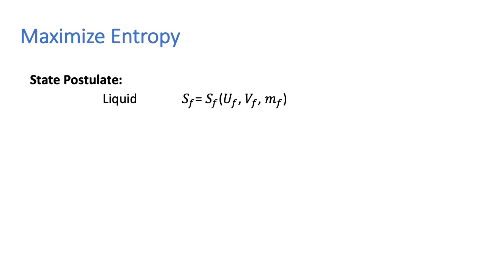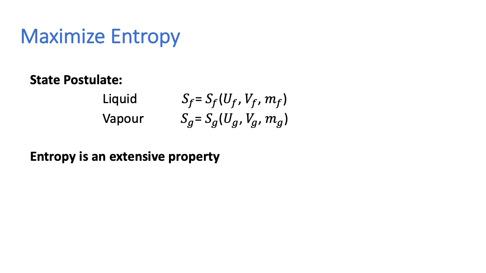We will start to analyze the equilibrium of such a system with the state postulate. So for the liquid, the entropy, S_F, is a function of the internal energy, U_F, the volume, V_F, and the mass, M_F, of the liquid. Similarly, for the vapor, the entropy S_G is a function of U_G, V_G, and M_G.